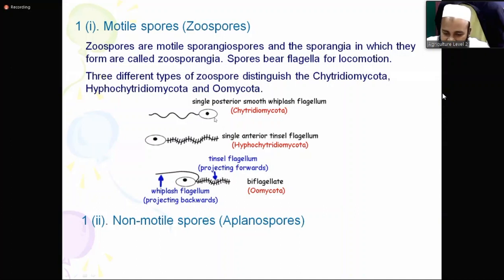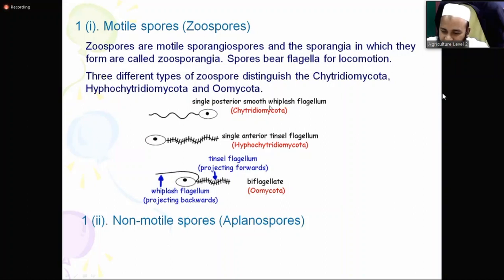So if it is a spore, there is a single flagellum, posterior. Posterior means the back side. So the fungus can move from here to here, in this direction. Posterior means backside: the flagellum is projected in the back side of the spore. Single, posterior, smooth. So this is smooth, not like this. No thorn, not furcated. So they are smooth flagella.